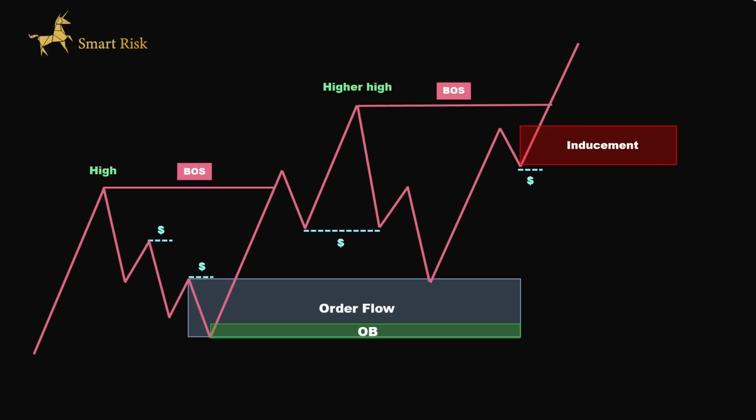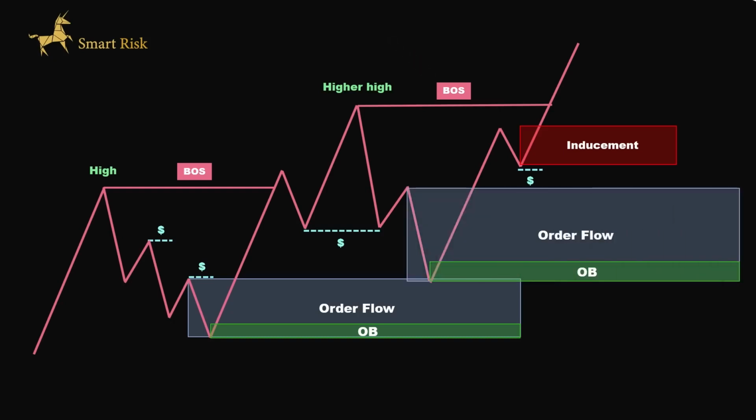In the following, we once again have another BOS. As you can see, there is an order block at the extreme point of this bullish order flow. After price mitigated the order flow, it quickly reversed to the upside and continued its upward movement.